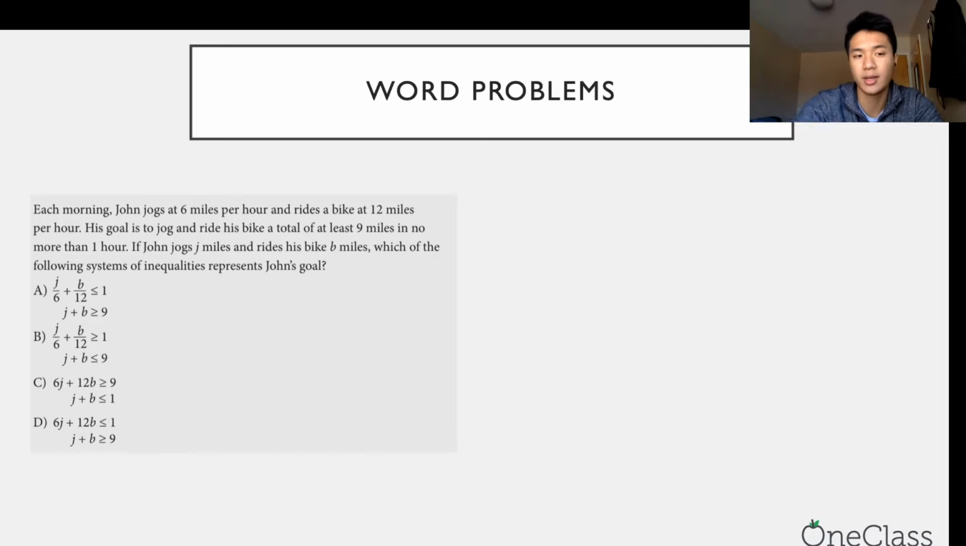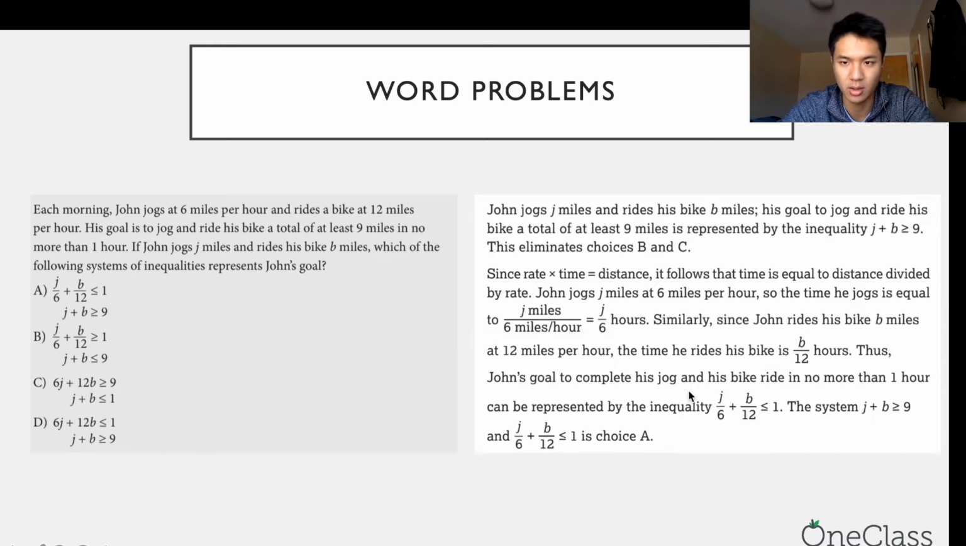Keeping that in mind is going to make it a lot easier to solve for this inequality relationship. So John jogs J miles and rides his bike B miles. His goal is to jog and ride his bike a total of at least 9 miles, and that inequality is represented as J plus B is greater than or equal to 9. The reason that makes sense is that if J represents the miles he jogs and B represents how much he rides his bike, then he wants to go at minimum 9 miles and at most anything greater than 9 miles. So that would be that inequality here.